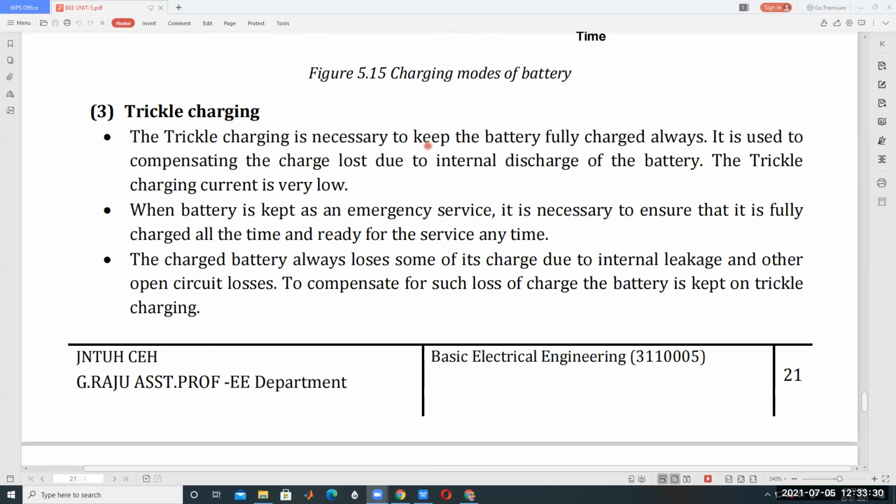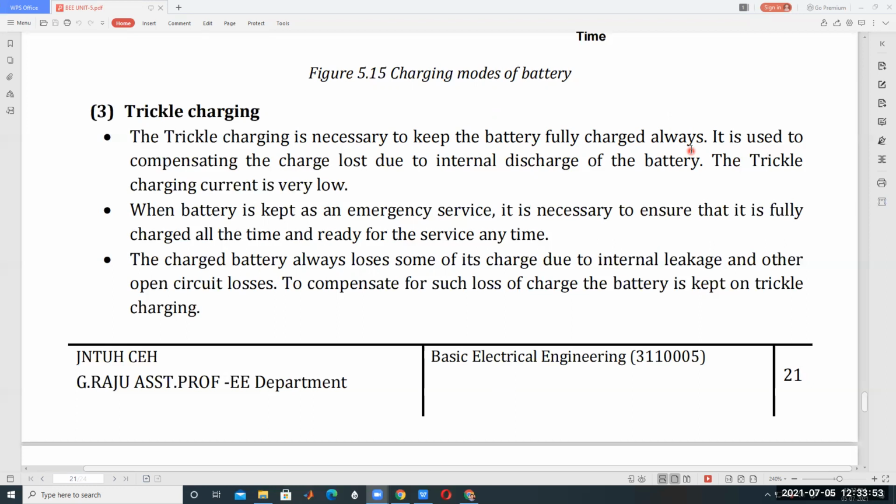Always we have to maintain the charge of the battery, so this type of trickle charging is used. Trickle charging is necessary to keep the battery fully charged always. It is used to compensate for the charge loss due to internal discharge of the battery.